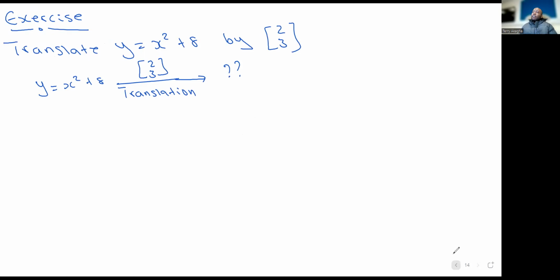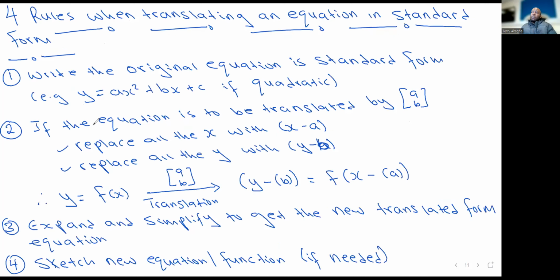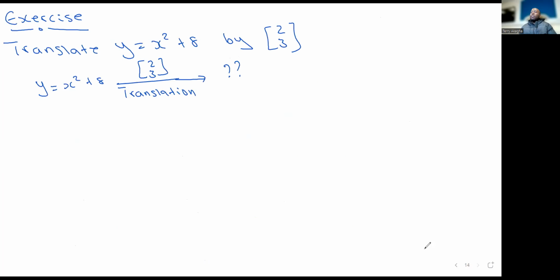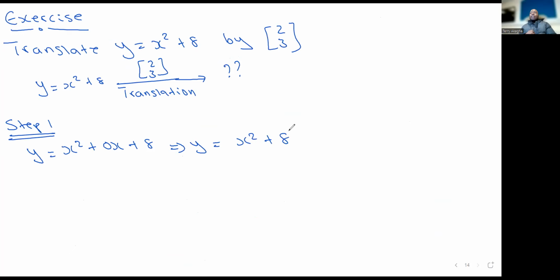All right, so I gave you 4 steps to do this. Step 1, write the original equation in standard form. That means y is equal to ax squared plus bx plus c if it's a quadratic. So we're going to write this in standard form first. The standard form we have is y is equal to x squared plus 8, or you can say 0x plus 8 in standard form, but it's still the same thing as saying y is equal to x squared plus 8. All right, so make sure it is in standard form.